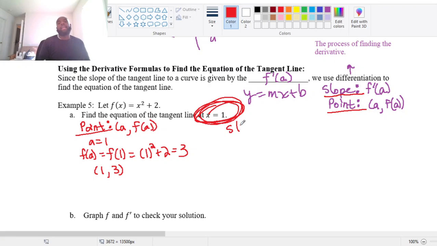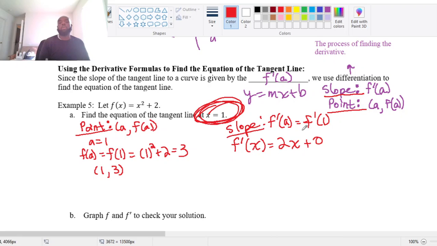Now let's find our slope. The slope comes from evaluating our derivative at a, so I have to find f prime of 1. My function is x squared plus 2, so f prime of x is going to be 2x plus 0. You bring your 2 out front and reduce your exponent by 1, you get 2x. The derivative of 2 equals 0. So my derivative is 2x. Now I want to evaluate my derivative at x equals 1, because that's my value a. That's where I want my tangent line. And so I'm going to have 2 times 1, which equals 2.